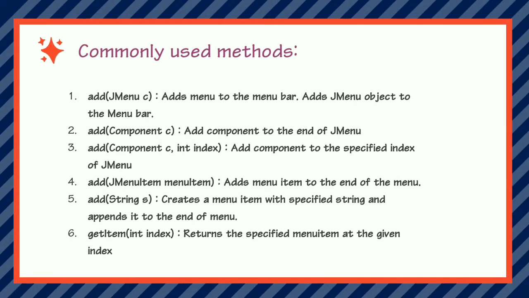Next, the commonly used methods in Java Swing menus are add(JMenu c), that is, it adds a JMenu object to the menu bar. add(Component c) adds a component to the end of the JMenu. add(Component c, int index) adds a component to the specified index of the JMenu. add(JMenuItem menuItem) adds a menu item to the end of the menu. add(String s) creates a menu item with a specified string and appends it to the end of the menu. getItem(int index) returns the menu item at the given index.